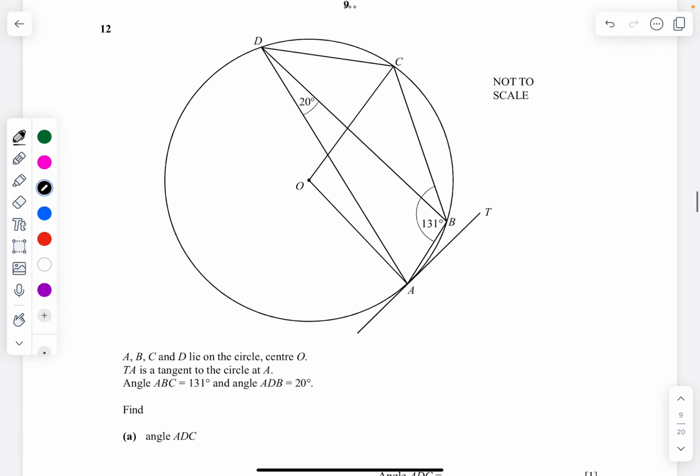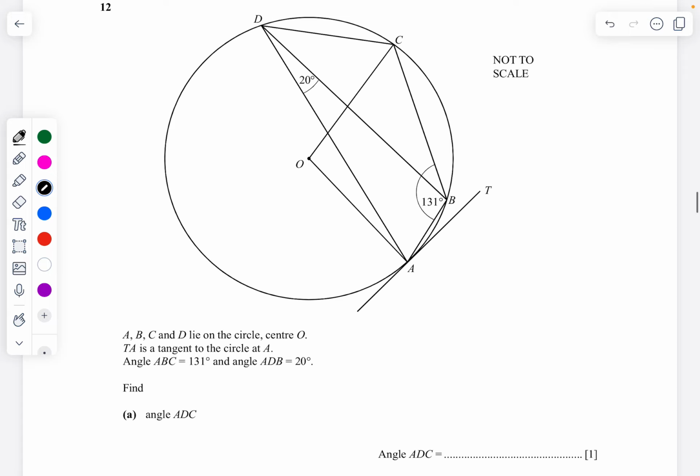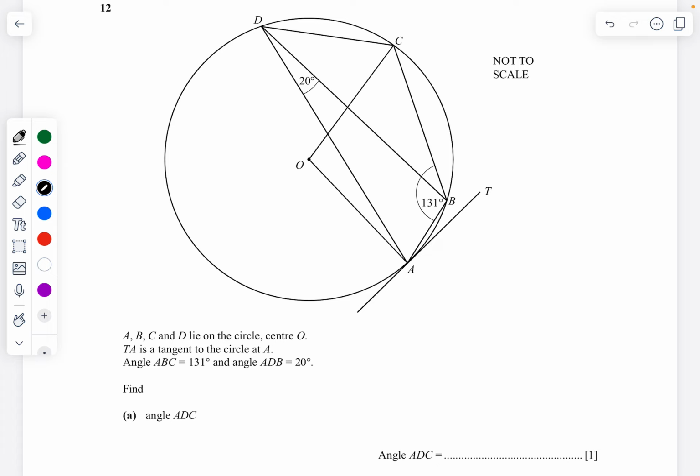Question number 12. A, B, C, D lie on a circle with center O. TA is a tangent to the circle at A. Angle ABC is 131 degrees and angle ADB is 20 degrees. Find angle ADC. He is asking us to find angle ADC. Where is ADC? A, D and C. This particular angle he is asking us to find.